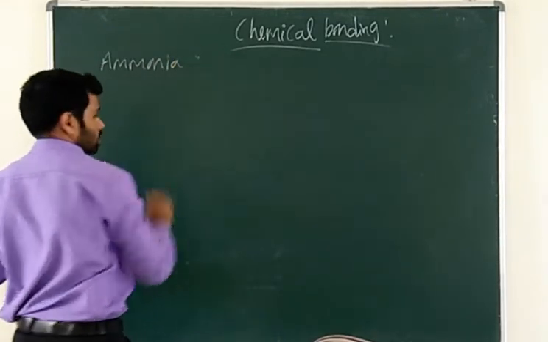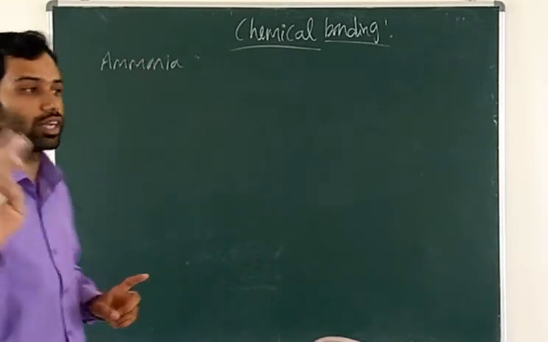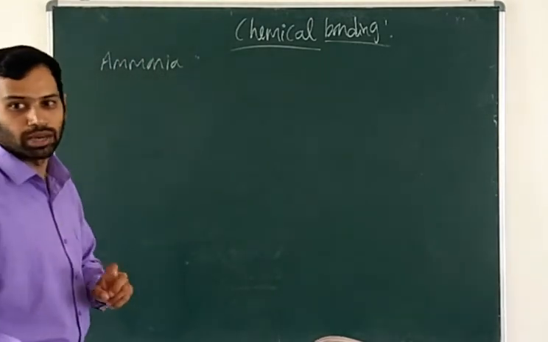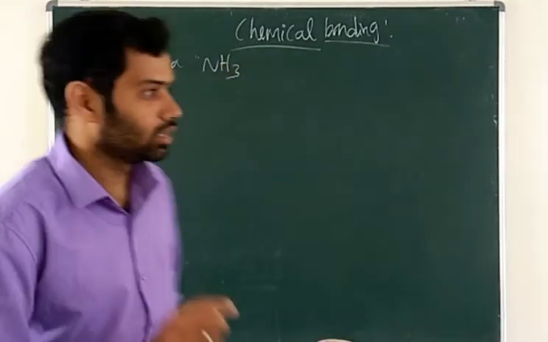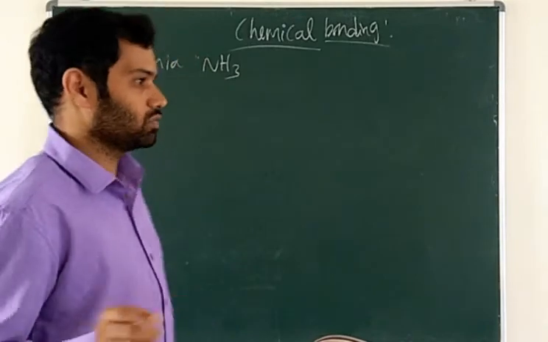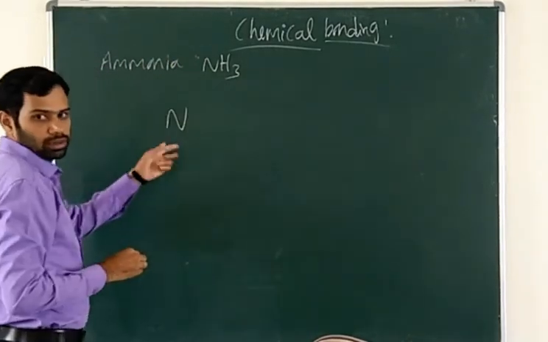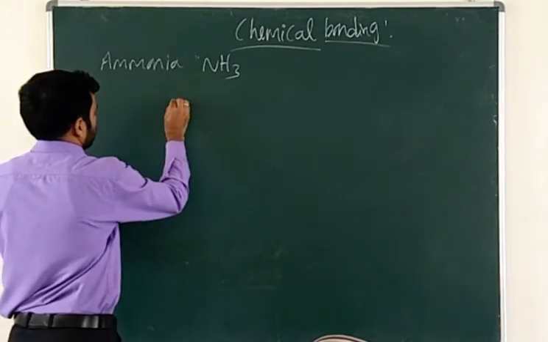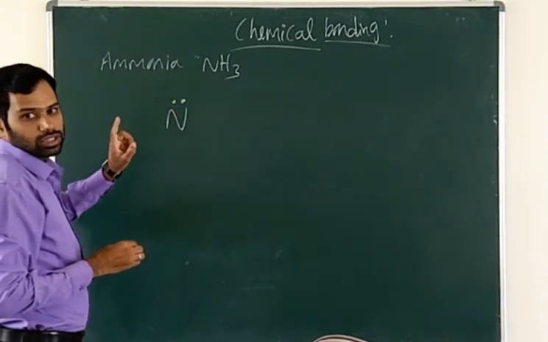What is the formula of ammonia? Ammonium is NH4, ammonia is NH3. Don't get confused between ammonia and ammonium. Okay, NH3. So how many electrons does nitrogen have in its valence shell? 5 electrons. Now write the nitrogen symbol in the middle, and next write the valence electrons around that nitrogen symbol.